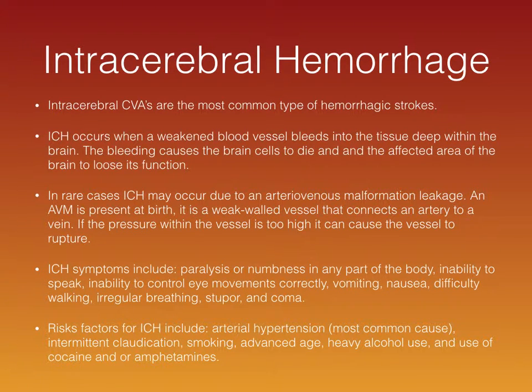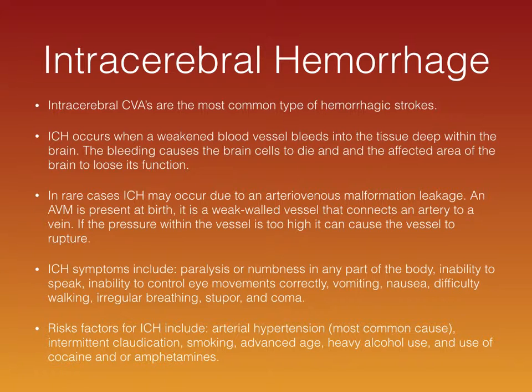Intracerebral hemorrhage is the most common type of hemorrhagic stroke. It occurs when a weakened blood vessel bleeds into the tissue deep within the brain. The bleeding causes the brain cells to die and the affected area of the brain to lose its function. Symptoms include paralysis, numbness in any part of the body, inability to speak, inability to control eye movements correctly, vomiting, nausea, difficulty walking, irregular breathing, stupor, and coma.